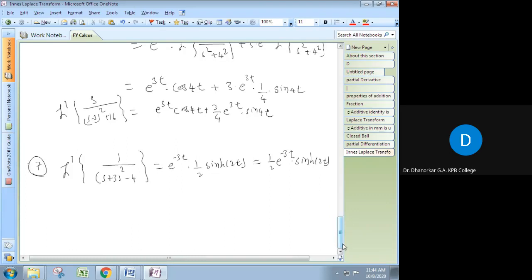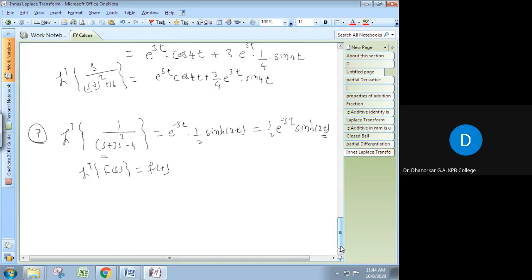This function here is in the s domain. This is the function f of s. L inverse of this function f of s, and we are getting a function in terms of t, time domain, f of t. This is the inverse Laplace transform. Now I will go towards the next example to find the inverse Laplace transform. You will get the formulation of this.